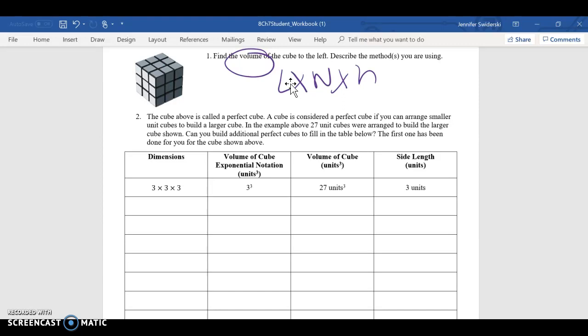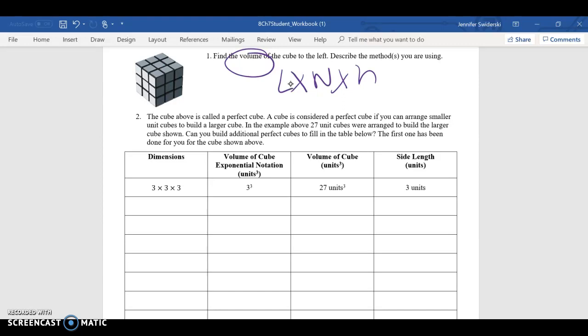So it says here the cube above is called a perfect cube. A cube is considered a perfect cube if you can arrange smaller unit cubes to build a larger cube. In the example above, 27 unit cubes were arranged to build the larger cube shown. Can you build additional perfect cubes to fill the table below? The first one has been done for you for the cube shown above.